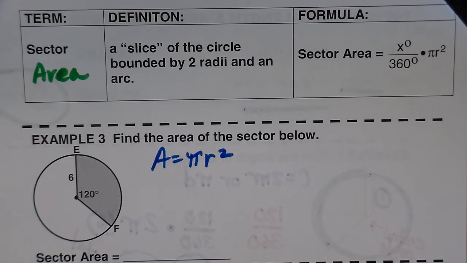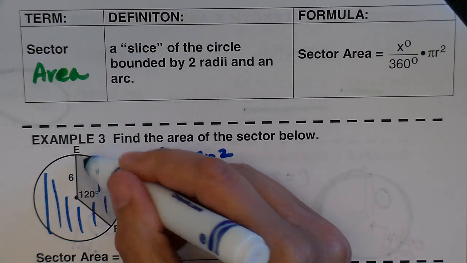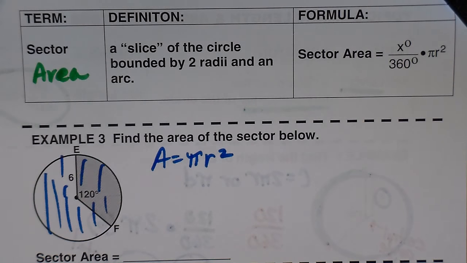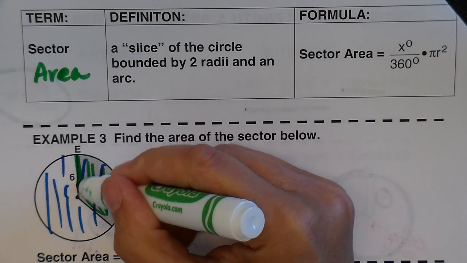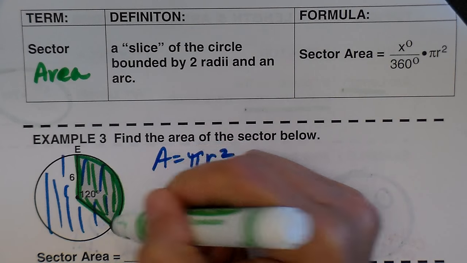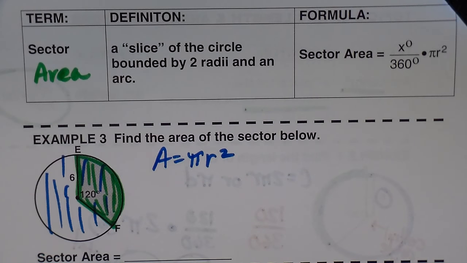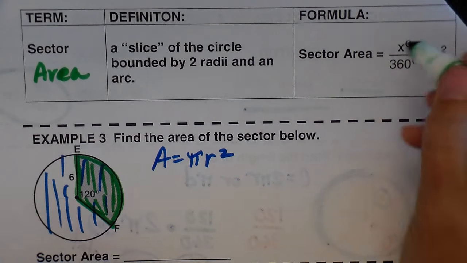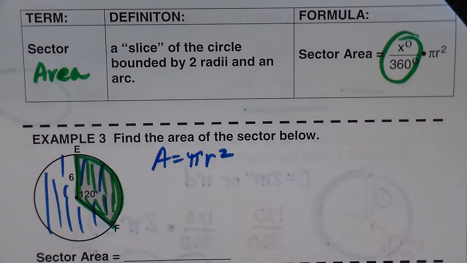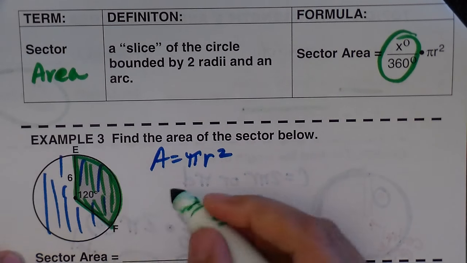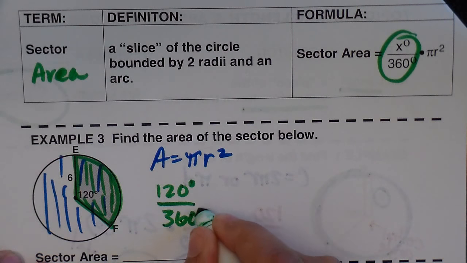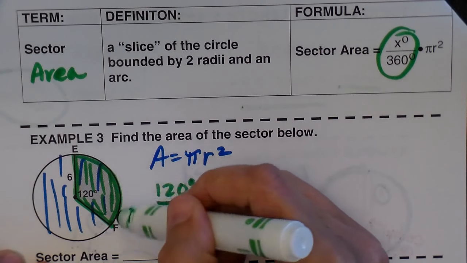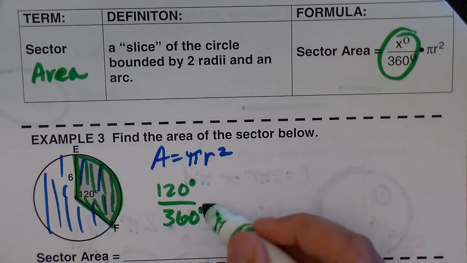Okay? The whole circle is blue. I'm going to color it all in here. The whole circle's blue. All I want to see is this section, the green section. I want to know what portion of the circle is represented by the green. So I'm going to use the fraction of the entire circle. In this particular one, 120 degrees out of the whole 360 is the portion I'm looking for, 120 out of the 360 of the total area.